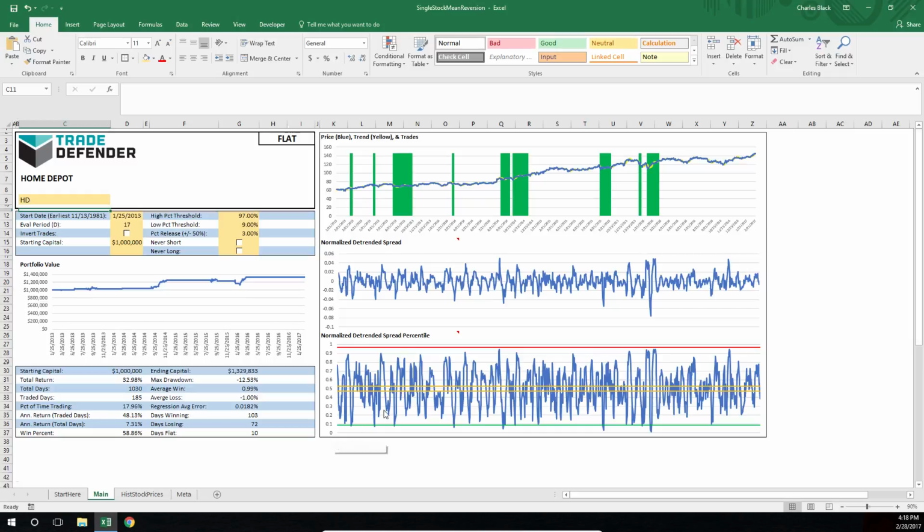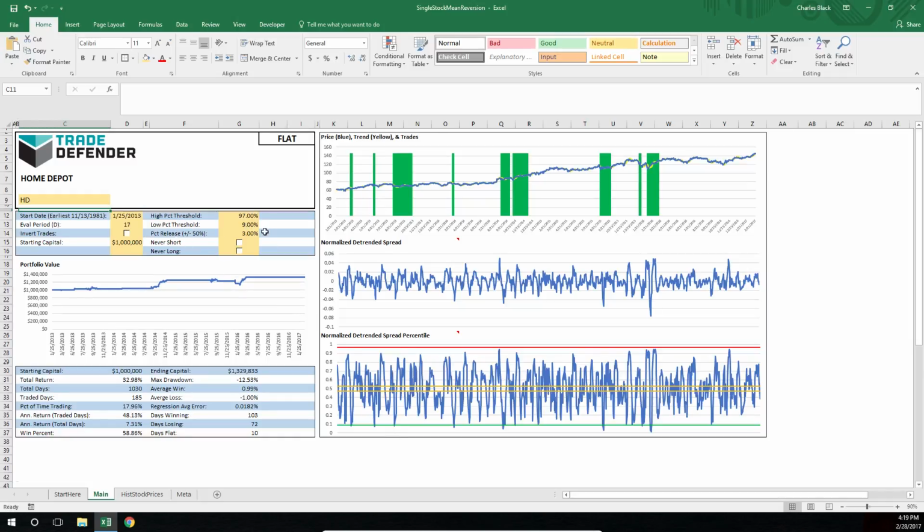We sell when the blue line crosses the red, and we buy when the blue line crosses the green. We exit when a day lands between the two yellow lines. We can adjust this red line using our high percent threshold cell here. We can adjust the green line using the low percent threshold line. And we adjust the yellow lines using our percent release.